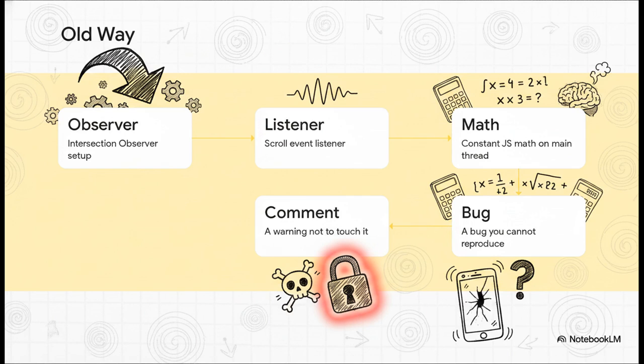dividing by scroll deltas. Which inevitably leads to step 4, a bug you cannot reproduce where it works totally fine on your desktop but violently shakes on mobile Safari. And finally, step 5, leaving a warning comment in the code that just says, do not touch this. You end up with 3 files of absolute garbage just to make a simple reading progress bar.